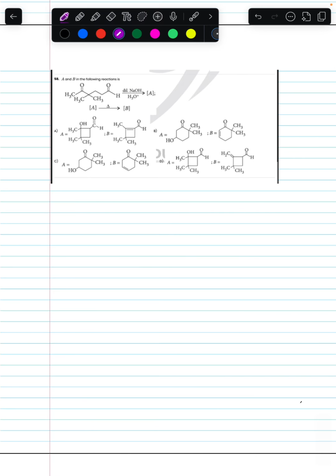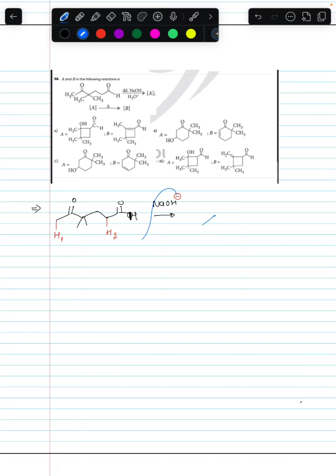Next is question number 58. Given is CH3 C double bond O, CH3, CH3 C double bond O H, which reacts with NaOH. So the first step is formation of an enolate ion. One proton is present here, one proton is present here. So we have two conditions: first we form the enolate from hydrogen number 1, second we form the enolate from hydrogen number 2.